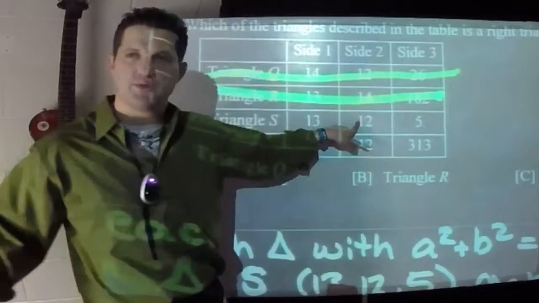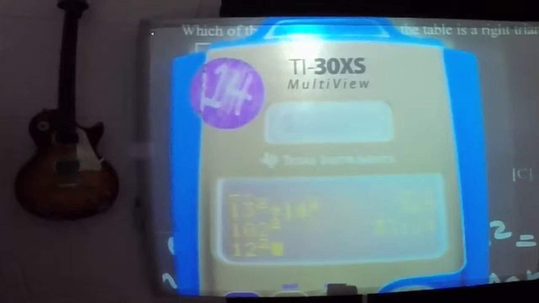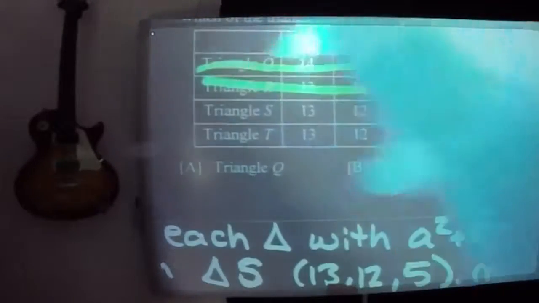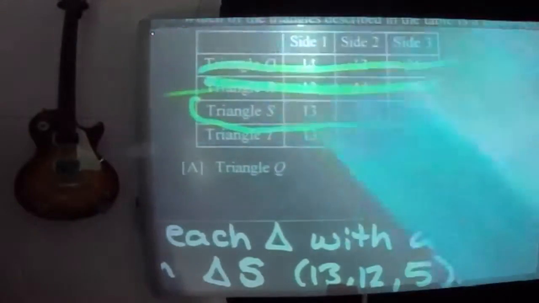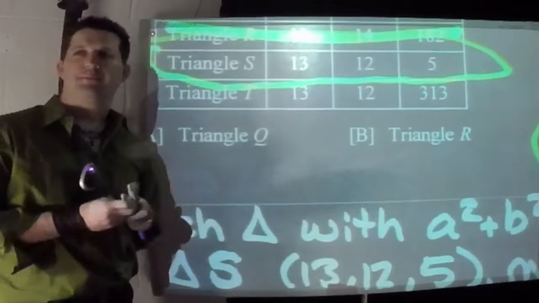Now when you get to S, this is where you have to be careful. Don't go 13 squared and 12 squared. You want to go 12 squared plus 5 squared, or 5 squared plus 12 squared. Hit enter. Check to see if that's the same as 13 squared. And it is. So the answer is S.